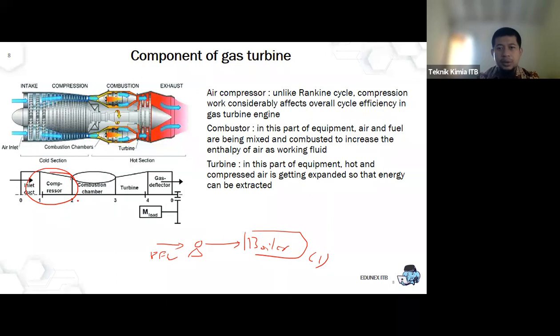And you will see at the diesel engine, this combustion always happens after the compression. Because when we combust first, then increase the pressure, it's of no use. We always want to increase the pressure first.